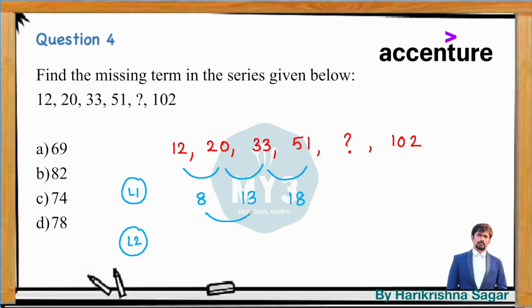If you look at the difference now, 8 to 13, there is a difference of 5. 13 to 18, there is a difference of 5. So the next one should maintain the same difference of 5. So 18 plus 5 gives a result of 23. If this is 23, the required answer is going to be 51 plus 23, which is equal to 74. Mark the answer choice as option C here.